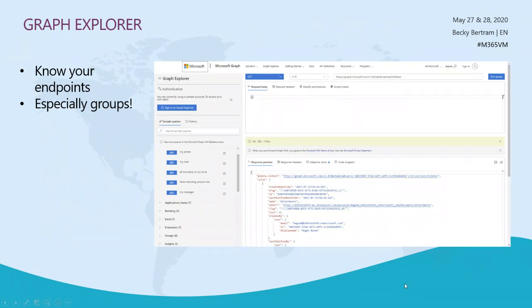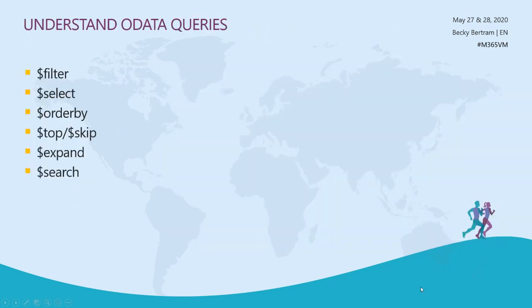All right, so we already talked about the Graph Explorer. Again, understanding OData queries, you're going to want it. The filter allows you to filter out results based on various properties in your result set. Select allows you to just select a particular couple of fields.